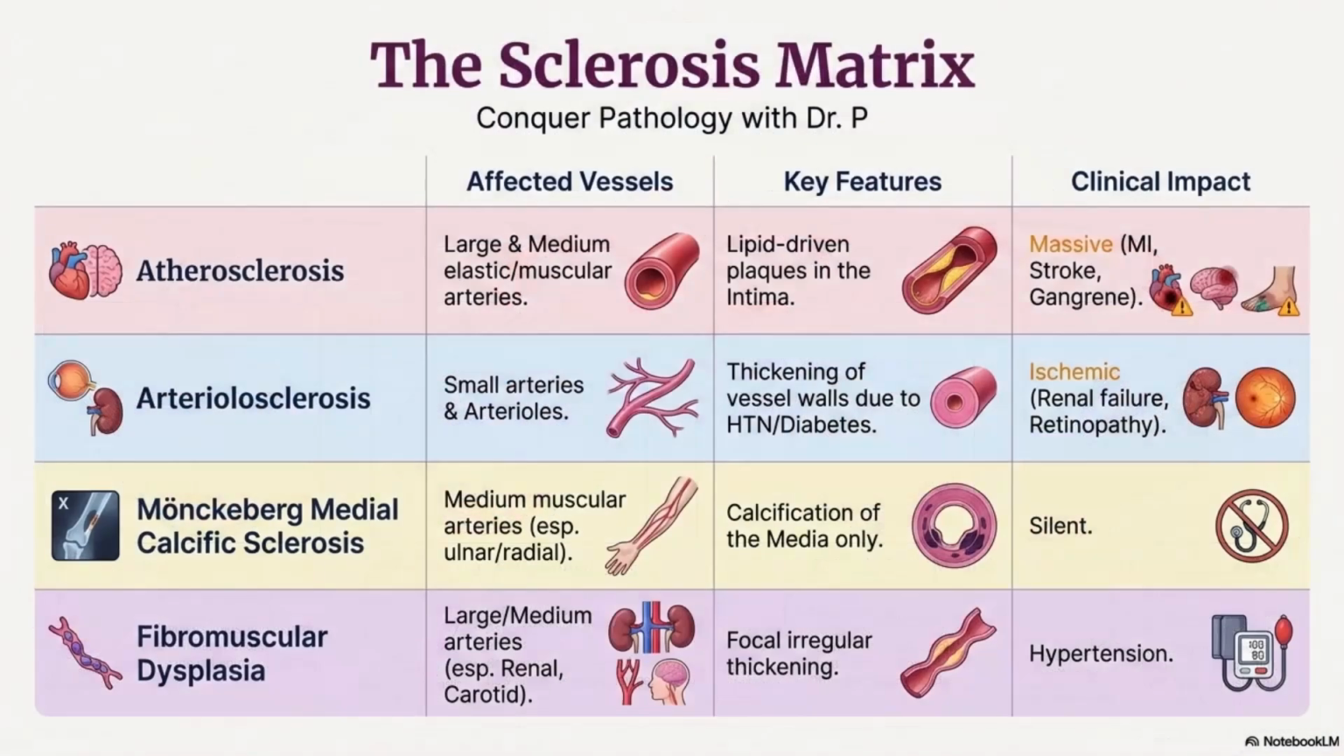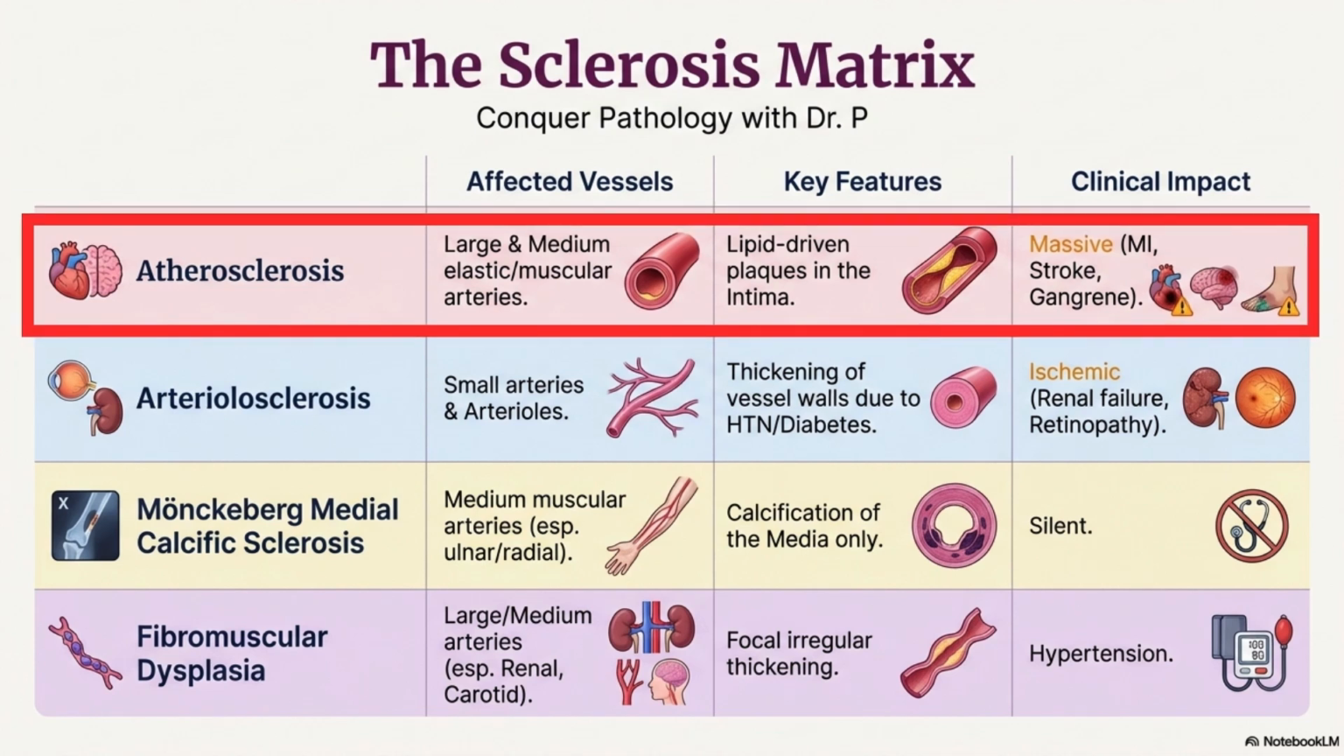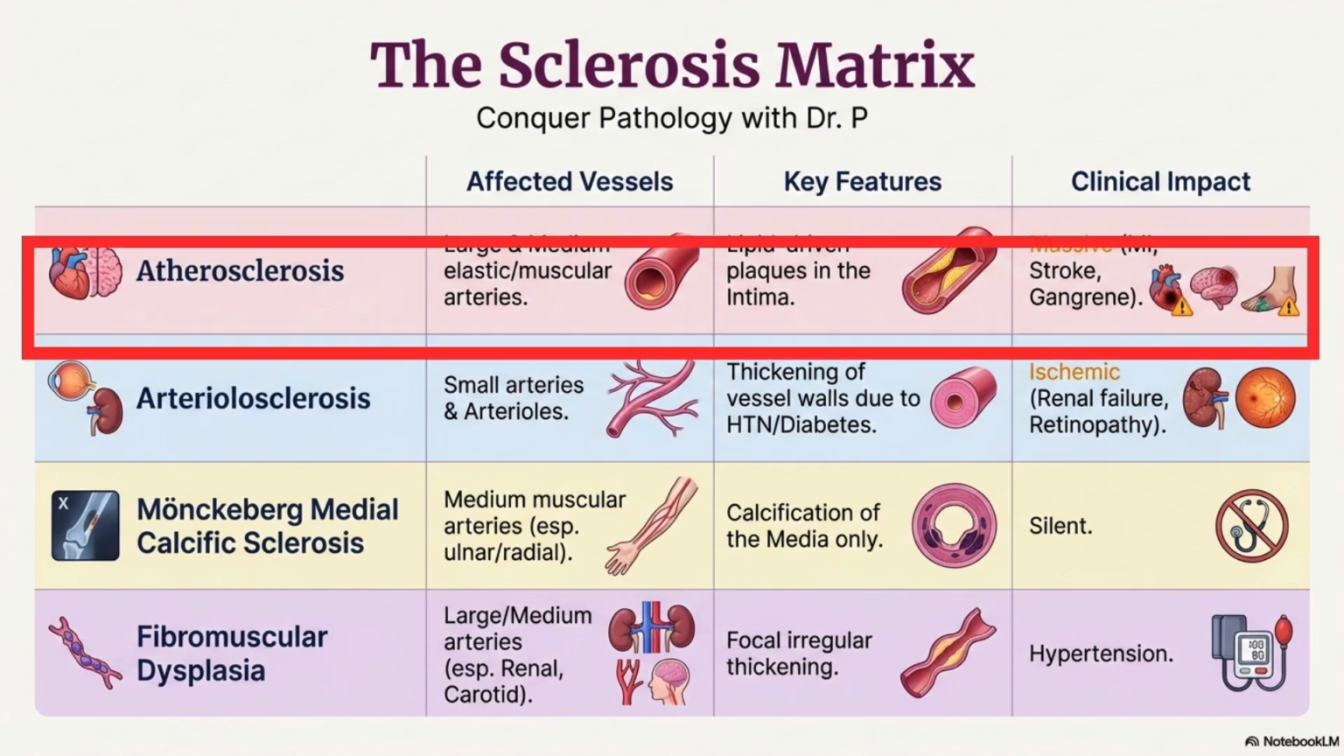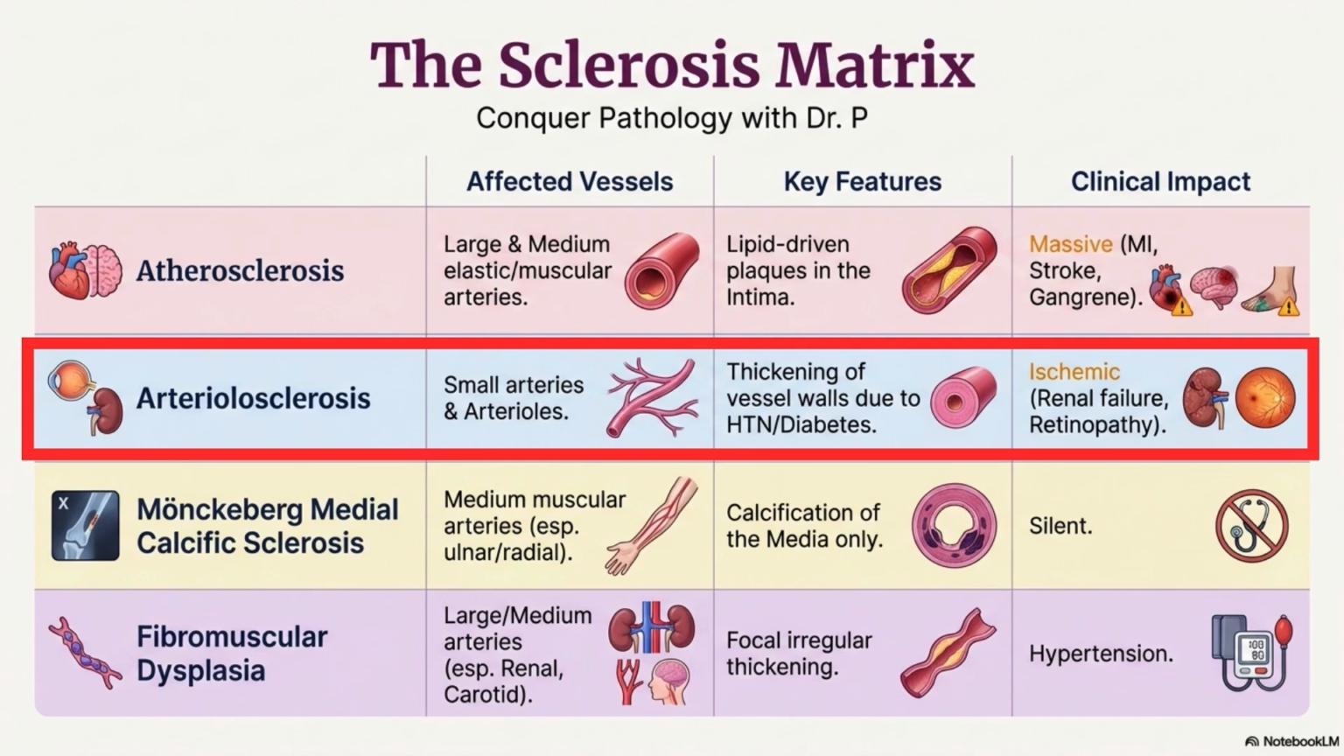To make this incredibly easy to memorize for your exams, I have created this sclerosis matrix. Review this table with me. Atherosclerosis hits large and medium arteries with lipid-driven plaques in the intima, leading to massive impacts like MI, stroke, and gangrene. Arteriolosclerosis hits the small arterioles, causing thickening due to hypertension or diabetes, leading to ischemic issues like renal failure and retinopathy.